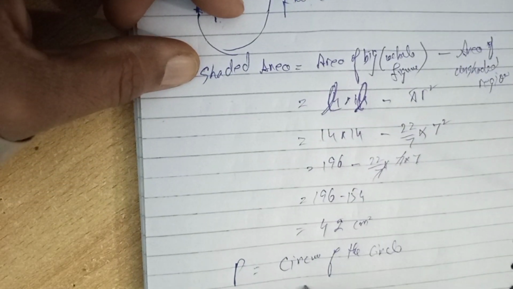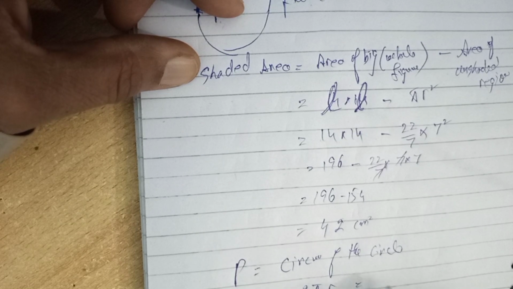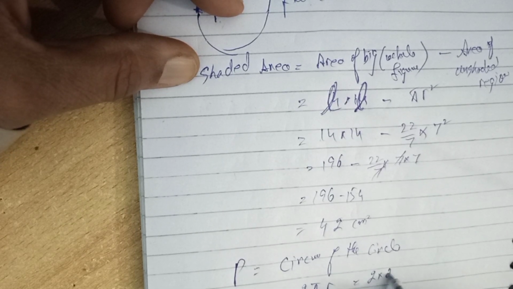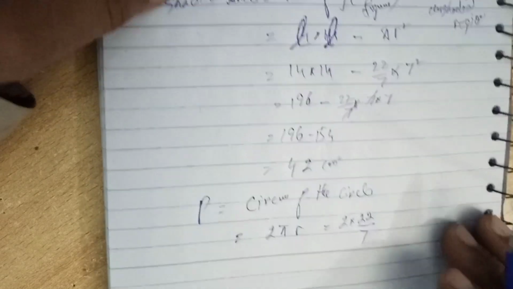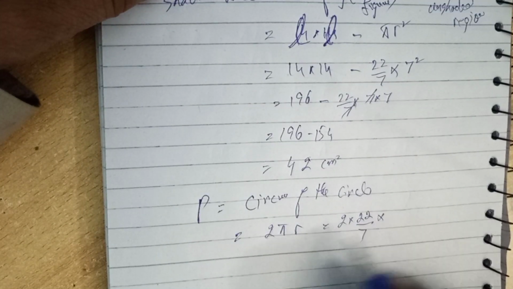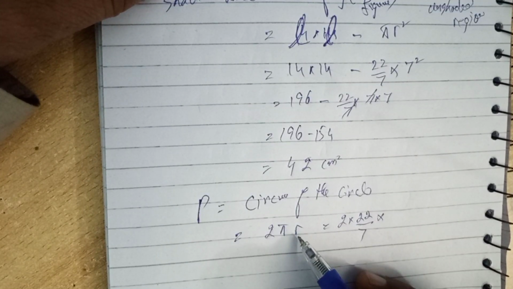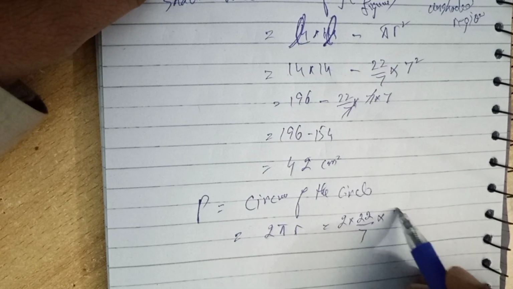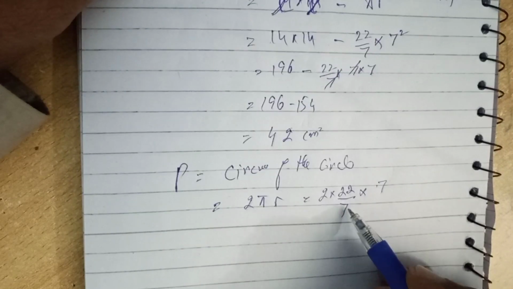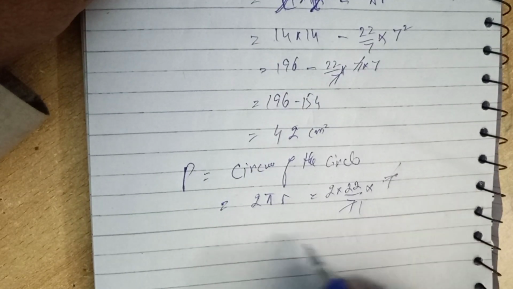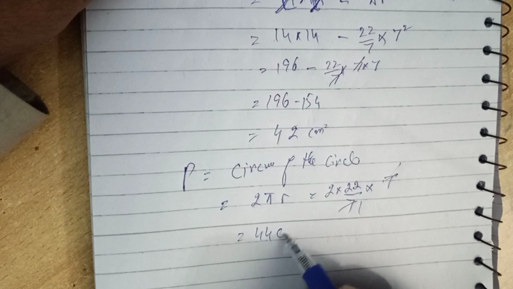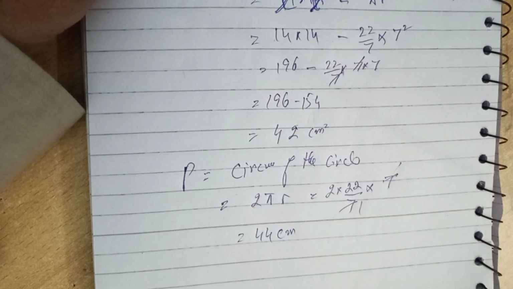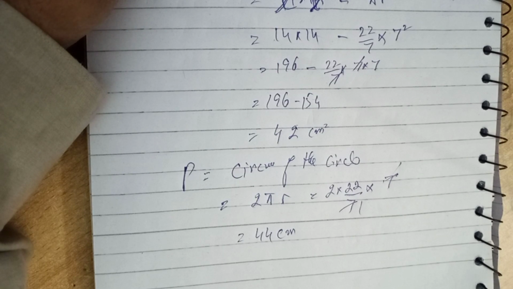So what is the circumference of a full circle? 2 pi r, 2 into 22 by 7. I take the value of pi as 22 by 7 because the value of the radius is a multiple of 7. Over here the radius is 7, so it can be easily cancelled. The answer would be what? 44 centimeter. The perimeter of this figure, this part of question 3, is 44.